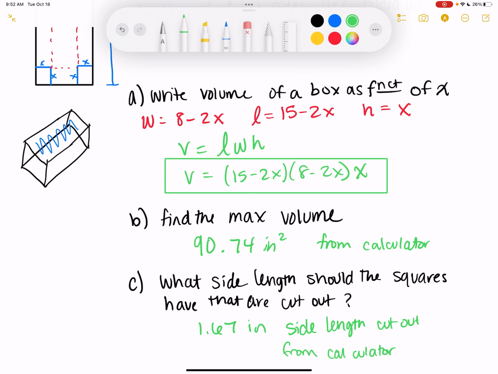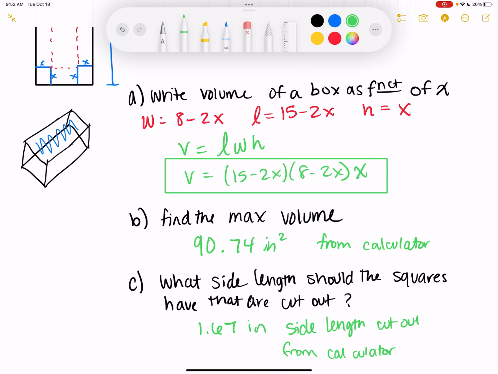Exactly. Okay, but do we understand why we got that? When we want the side length that's getting cut out to give us the max volume, we know the max volume is the y value. So the calculator's telling you the x value that gives you that y value. That's why we're using that x value. Okay. Sounds legit.